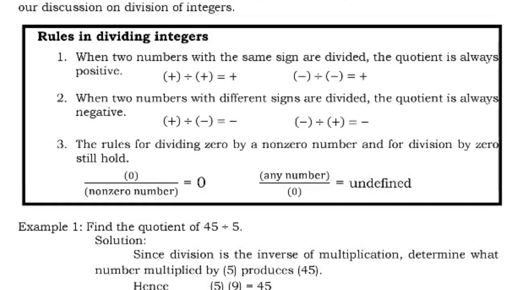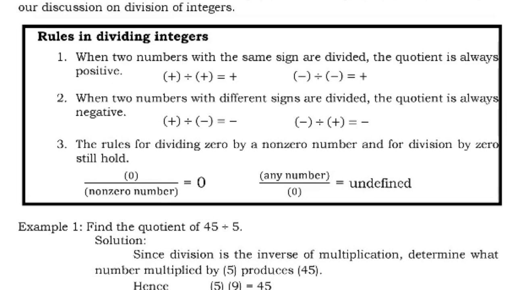Now let's have the rules in dividing integers. When two numbers with the same sign are divided, the quotient is always positive. So this is just the same with multiplication of integers. If we're going to multiply like signs, the answer should be positive. So the same with dividing integers. If you are going to divide like signs, the answer should always be a positive number. And when two numbers with different signs are divided, the quotient is always negative. Again, the same with multiplication of integers.